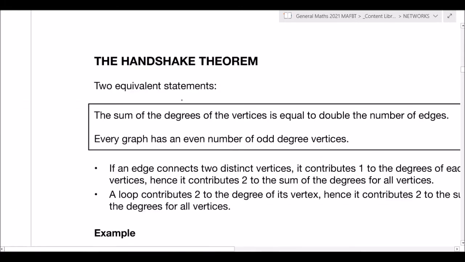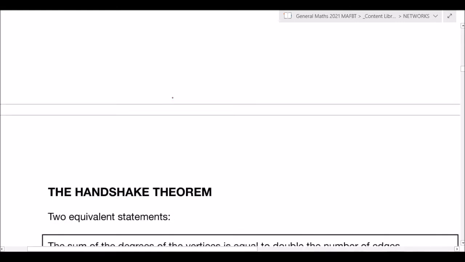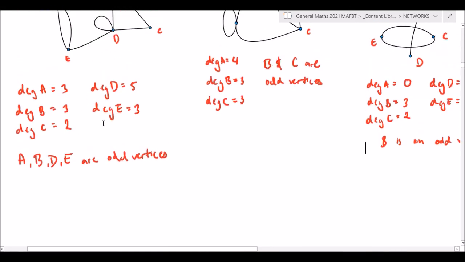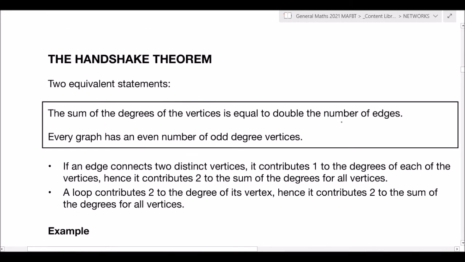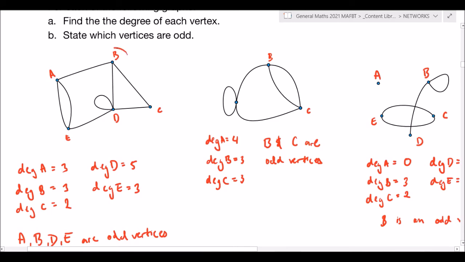All right, the handshake theorem. These are two equivalent statements, meaning these two statements are equal to each other. The sum of the degrees, so if you were to add up all the degrees for any graph, is going to be equal to double the number of edges. If you wanted a shortcut for adding all of this, all you have to do is count the number of edges: 1, 2, 3, 4, 5, 6, 7, 8, and then double it. That should give you the total number of degrees.